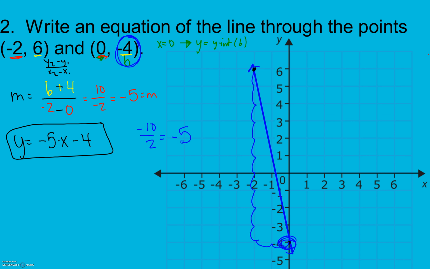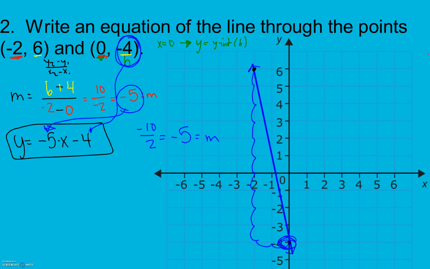which simplifies to -5. I know in our formula, because of the way that we plugged in our points, we got 10 over -2, which is different than -10 over 2, but when we would simplify them down, we get -5 either way. So we still would have had the same slope and the same intercept. So we could have gotten it from graphing or from using our equation.